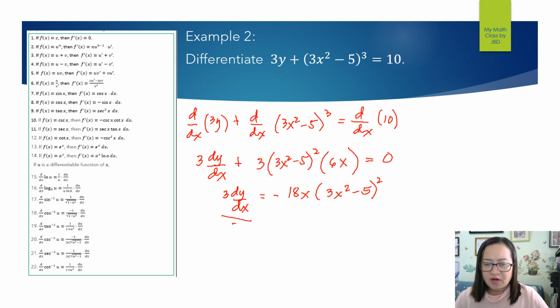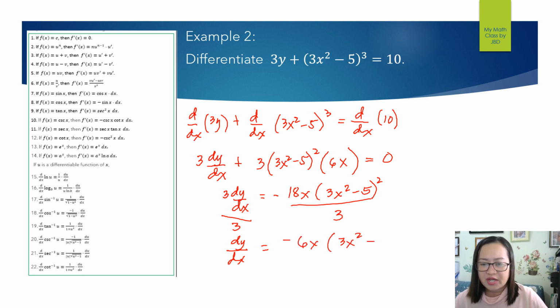And then we divide both sides by 3 so that we will be able to isolate dy dx. And then simplify the right side. We will have negative 6x times the square of 3x squared minus 5. So that's the derivative of 3y plus the cube root of 3x squared minus 5 equals 10.